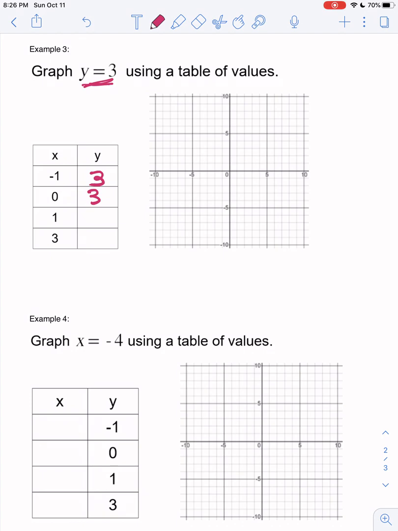How about x equals 1? We know what the answer is. Y is going to be 3. Any number we choose for x, our y stays 3. So what would a graph of y equals 3 look like?